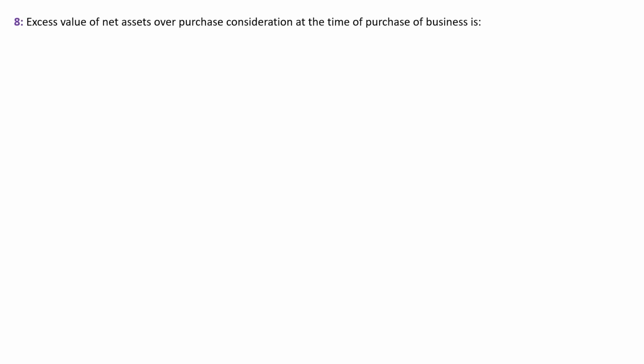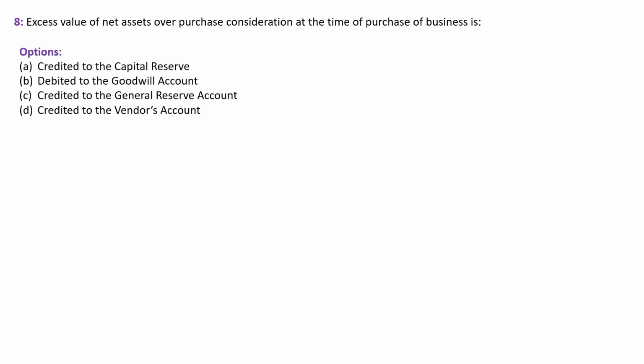Question number 8. Excess value of net assets over purchase consideration at the time of purchase of business is: A, credited to capital reserve, B, debited to goodwill account, C, credited to general reserve account, and D, credited to vendor's account. So when you are paying more than the net asset value, it's a loss. In that case, it goes to goodwill.